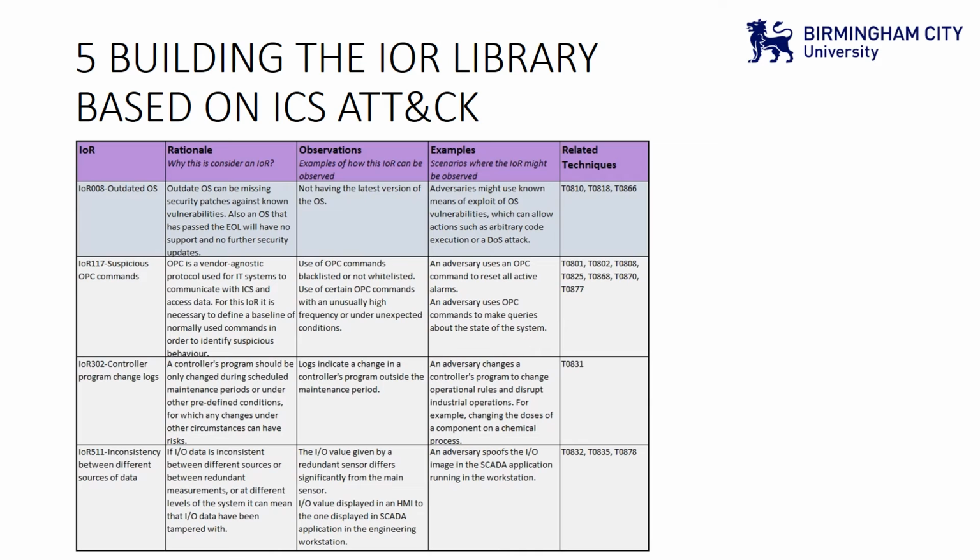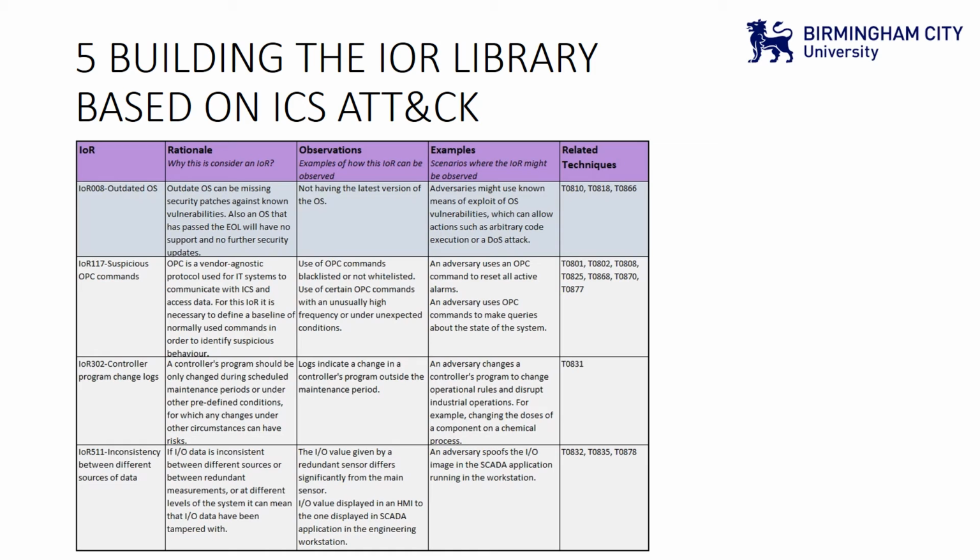We also have the explanation for each indicator of risk in a generic way, in a tab that's called the IOR definitions. So this is just an extract with 4 examples in which each indicator of risk is defined with a rationale explaining why we consider this an indicator of risk in the first place; observations, how we can measure or observe or detect this condition; examples, some scenarios where this can be observed; and then the list of related techniques. And then for each related technique, we also have the list of indicators of risk with the specific explanation for that technique.